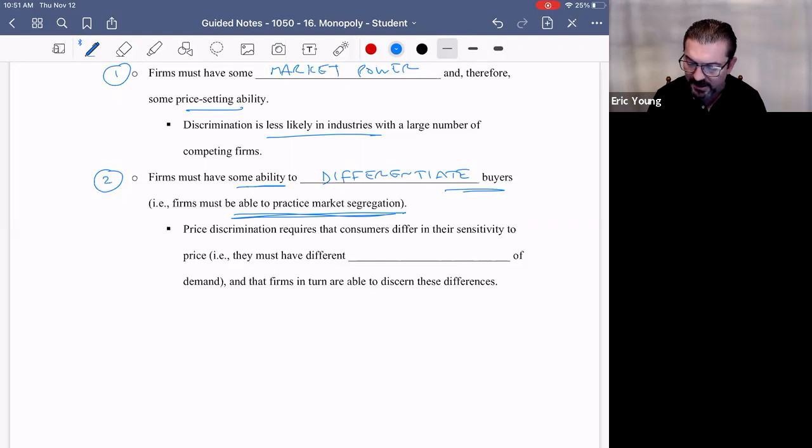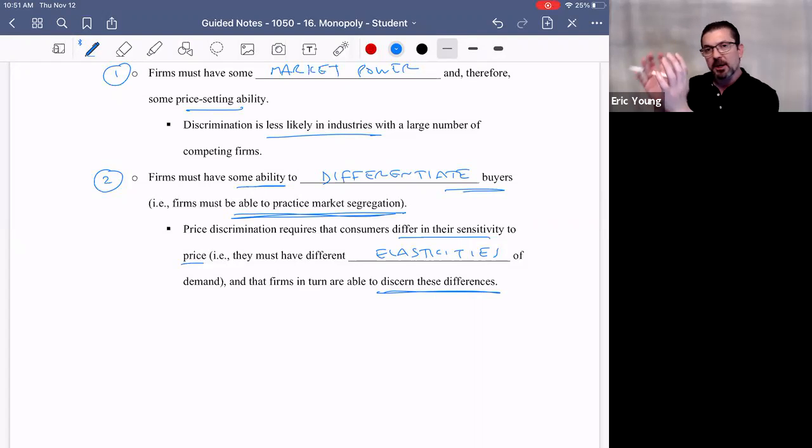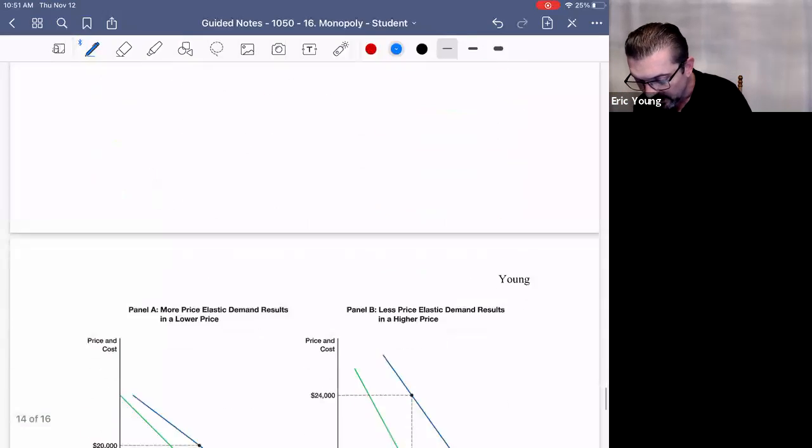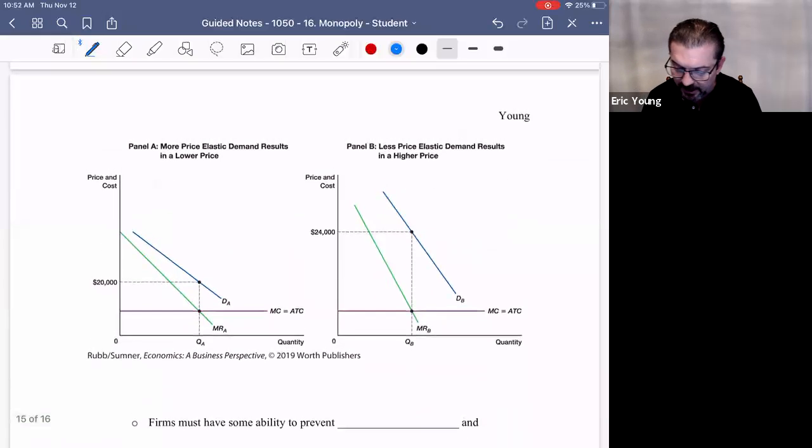Again, price discrimination requires that consumers differ in their sensitivity to price. In other words, they must have different elasticities of demand. And in turn, the firm has to be able to understand and discern those differences so that they can decide, I'm going to charge this segment more, this segment less. Giving you a little graph right here.